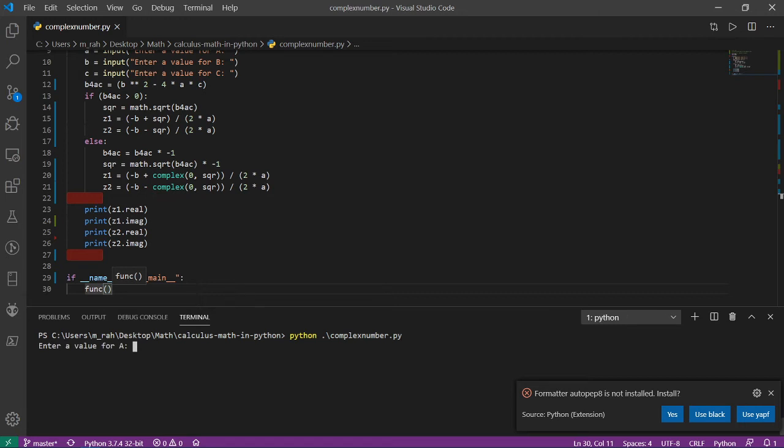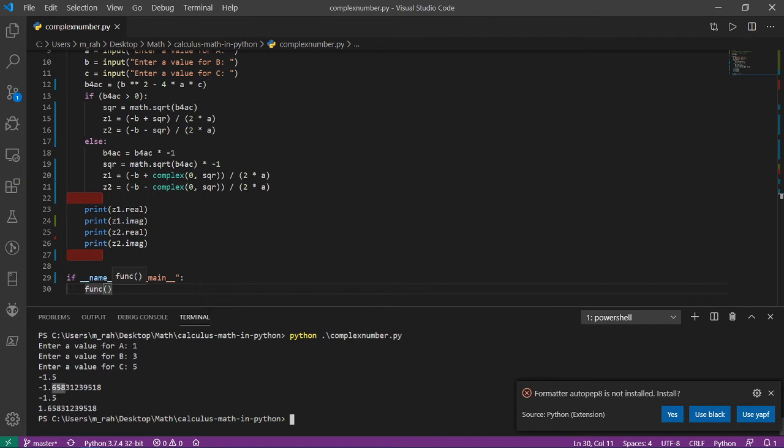If we type in 1 for a, 3 for b, and 5 for c, we get this ugly value. This is the value we got. This is the imaginary part for set1 and this is the imaginary part for set2, and this is the real value for set1 and set2.